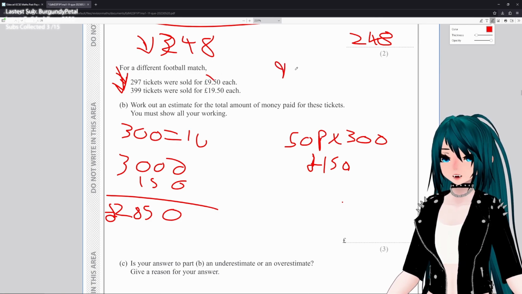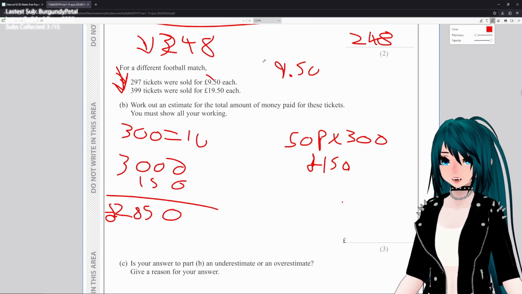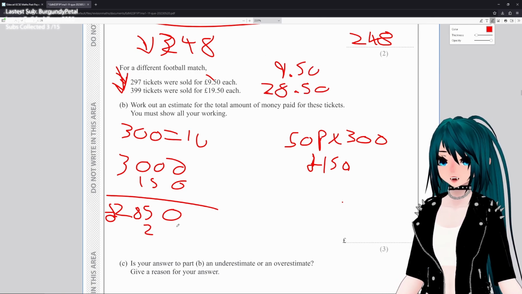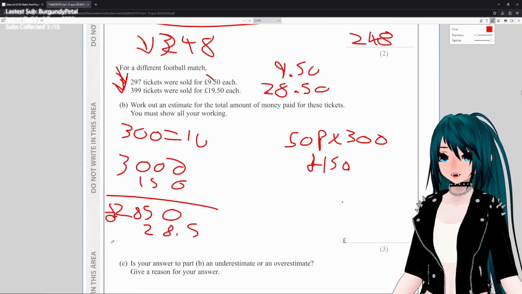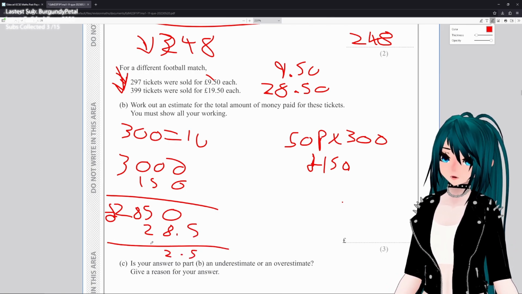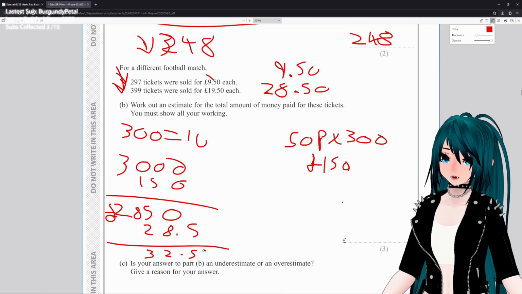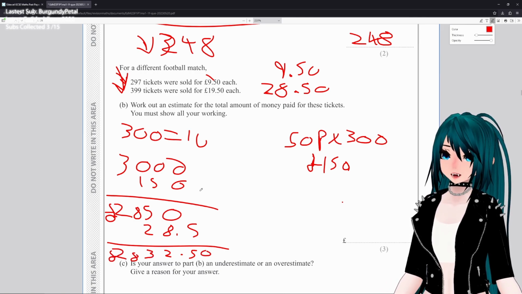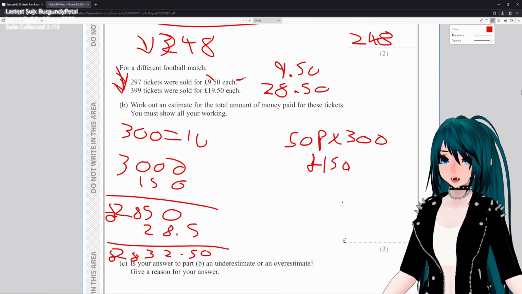So £9.50 is 18. That's £19. 28.50. Subtract another 28.5 off of that. So it's 5,238. Okay. So that's the cost of this one.